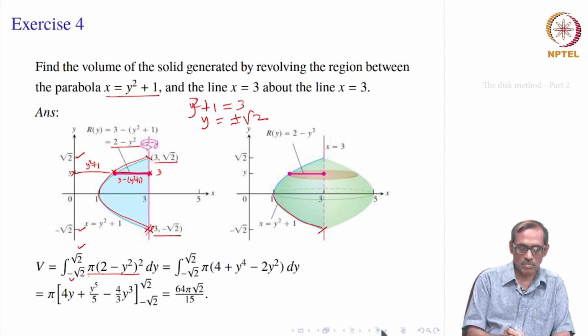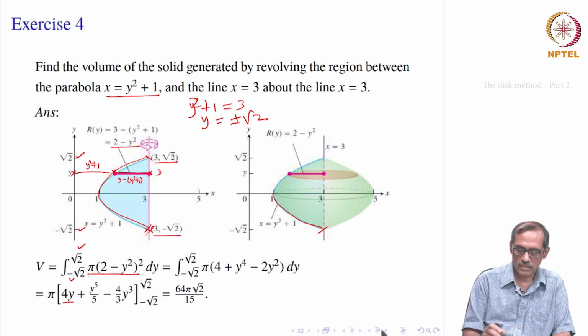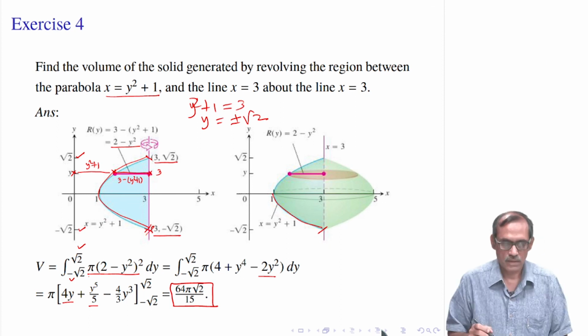So, we can write the volume as the integral from minus root 2 to root 2 of pi times (2 minus y square) squared dy. Now you have to obtain the integral. Expanding that whole square gives 4 plus y fourth minus 4 y square, and pi remains. Now the integral is 4y plus y fifth by 5 minus 4 by 3 y cubed, multiplied by pi, evaluated at root 2 and minus root 2, then subtracted. If you simplify, you would obtain 64 pi root 2 divided by 15 as the answer. Okay. So, let us stop here.